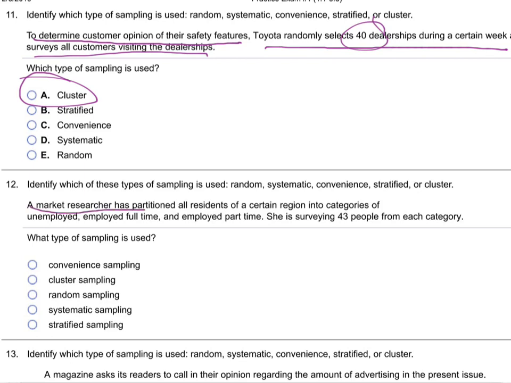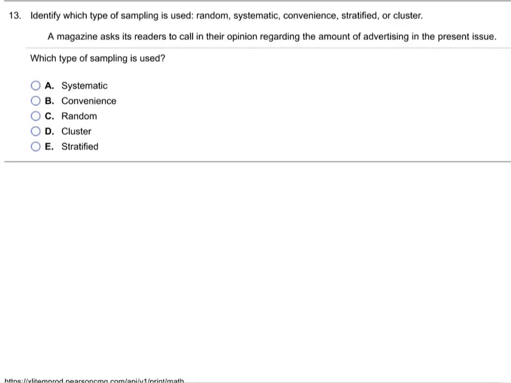Market research partitioned all residents of a certain region into categories of unemployed, employed full-time, employed part-time. She is surveying 43 people from each category. That's stratified. Exactly. That's the way they really do polls these days. That's the state of the art in scientific polling. Stratified. That's what Gallup came up with. A magazine asked its readers to call in their opinion regarding the amount of advertising. That's just a dumb way to survey, but that's a lot of what is done. Convenience. It's just what's easy for them, but they're not getting the truth that way.